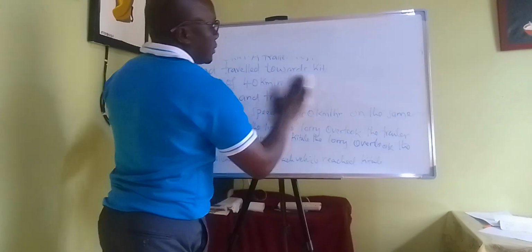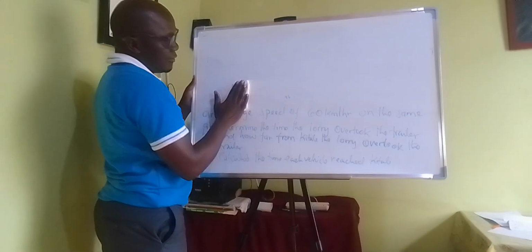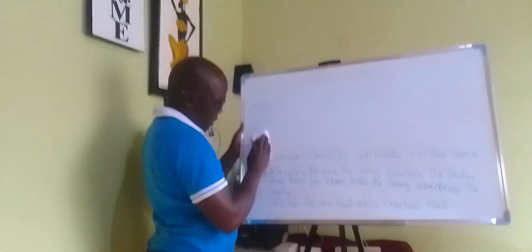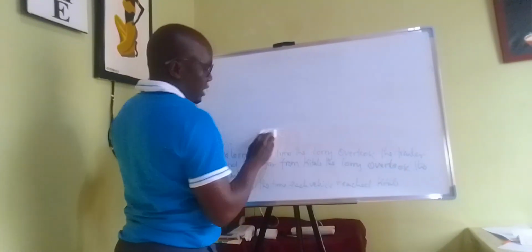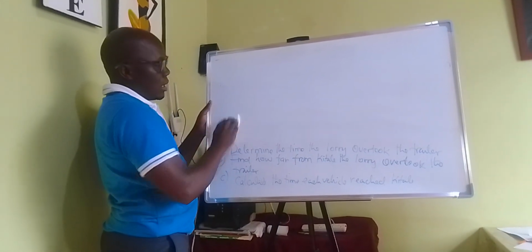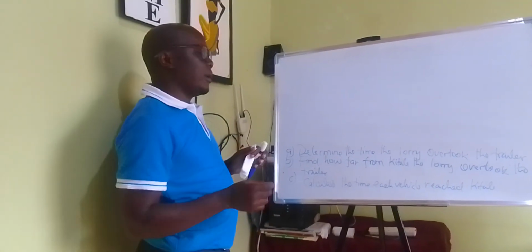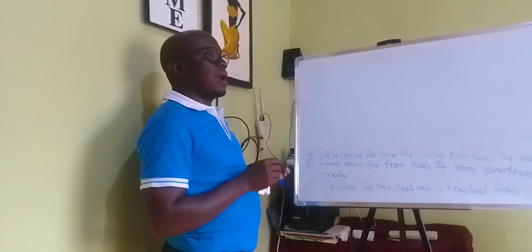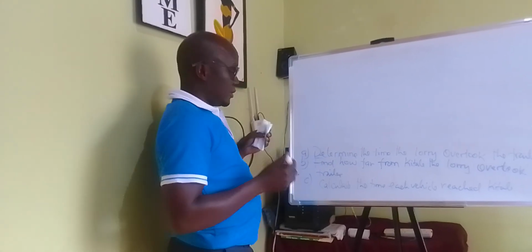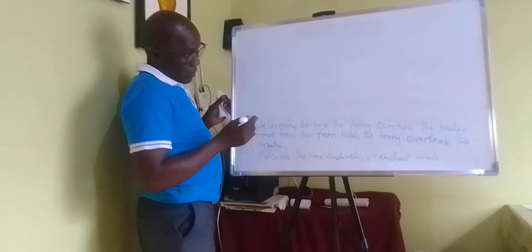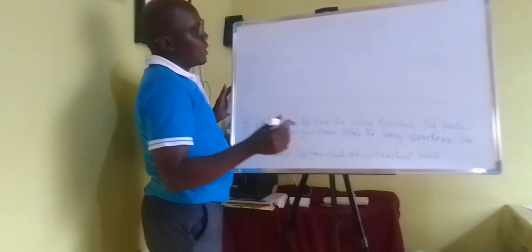Remember that we have two scenarios in relative motion. The first scenario is where two particles or two bodies are moving towards the same direction. The second scenario is where two bodies are moving in opposite directions, that is approaching one another. Now the first part, determine the time the lorry overtook the trailer.